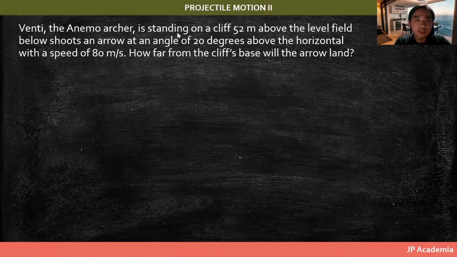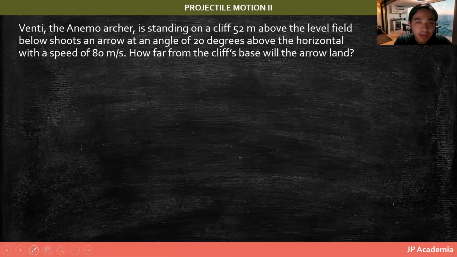Okay, so start tayo sa next problem. This is for projectile motion pa rin. So Venti, the Animo archer, is standing on a cliff 52 meters above the level field. So 52 meters above the ground. Below shoots an arrow at an angle 20 degrees above the horizontal with a speed of 80 meters per second. So how far from the cliff base will the arrow land? So ito yung problem natin.